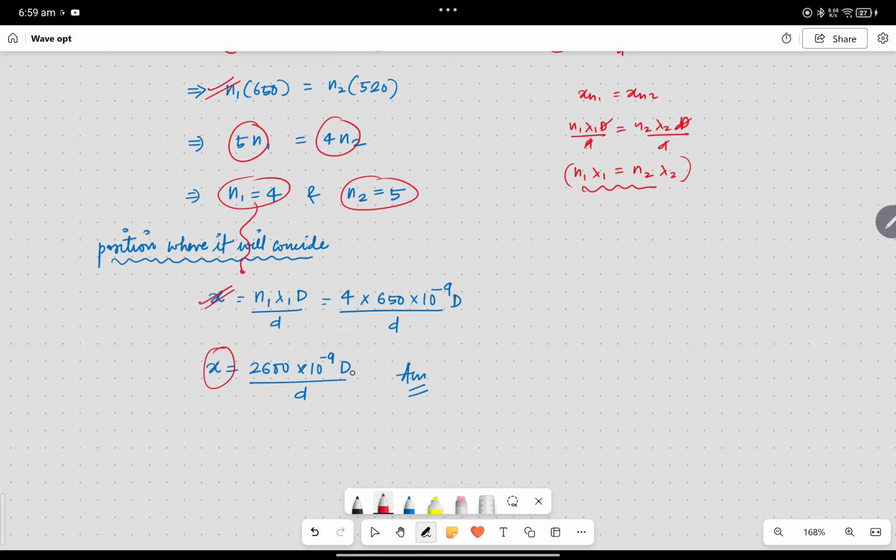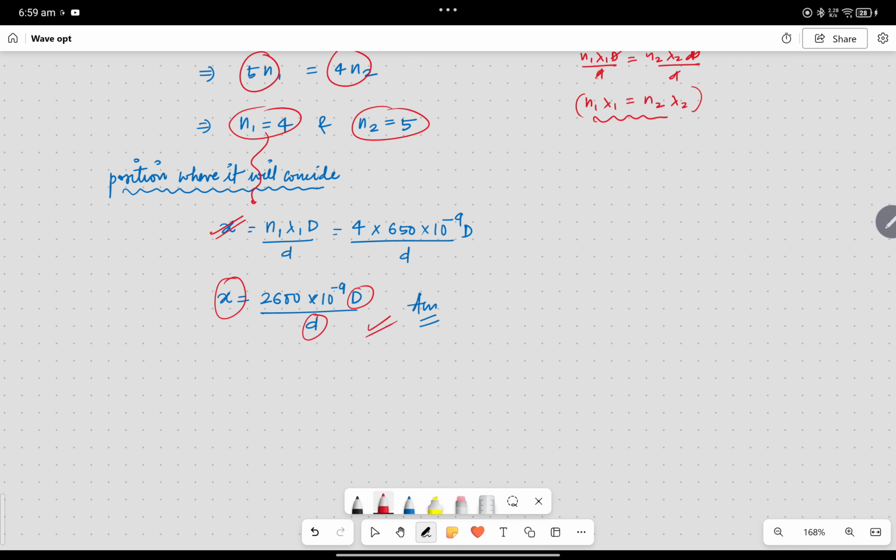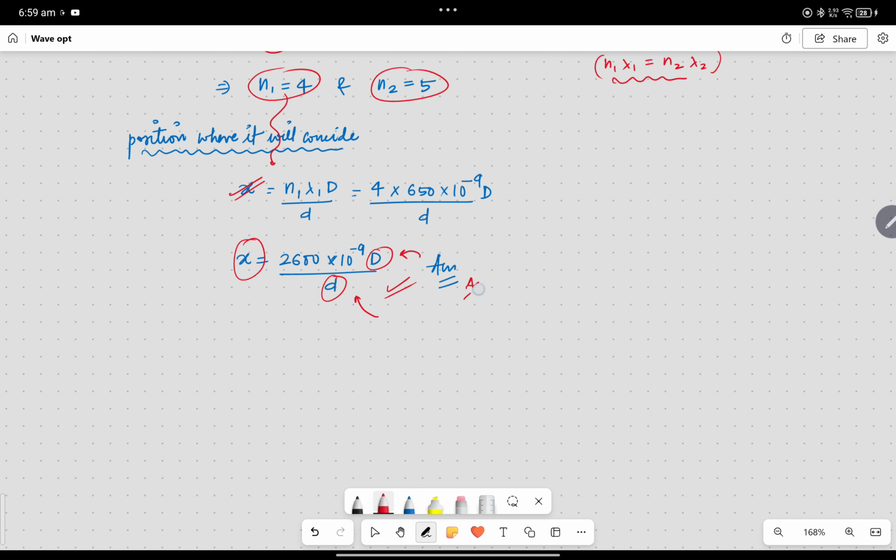Because D and small d are not given, I have written it in general form. As I have told earlier, if the values are given in previous editions, you can put them in and get the result. Okay.